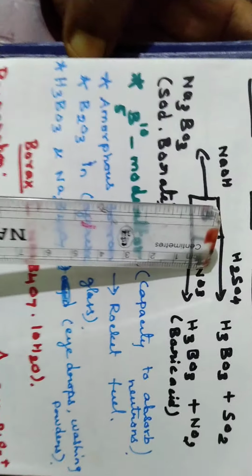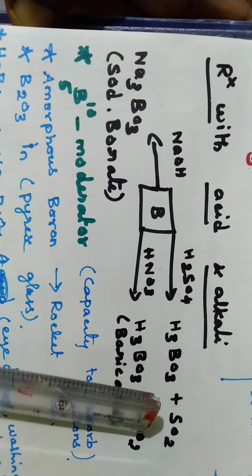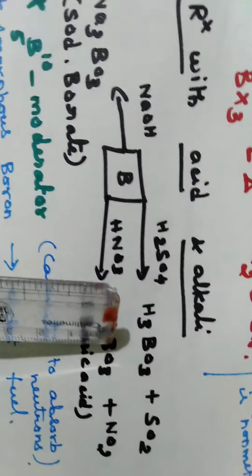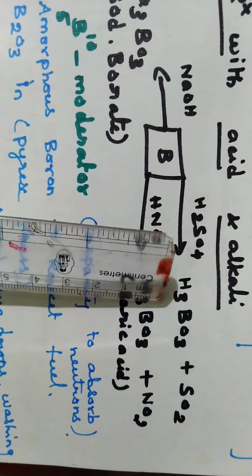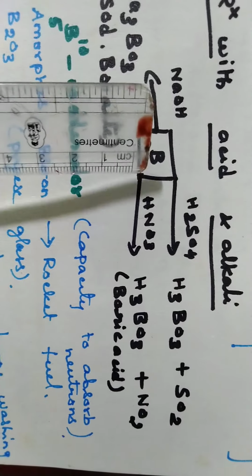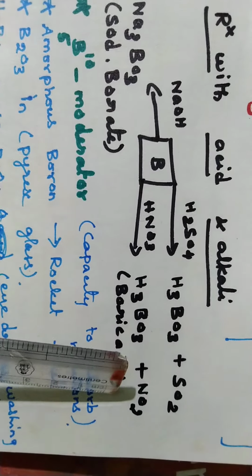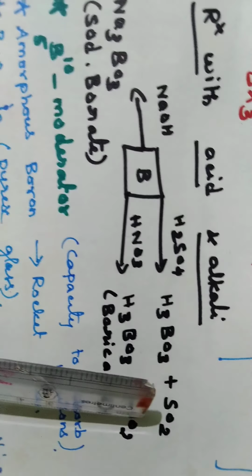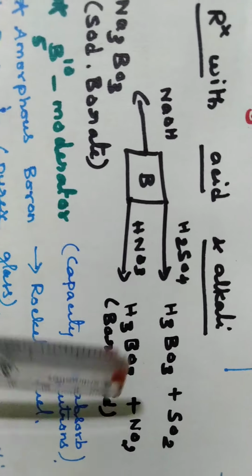With sulfuric acid, boron gives boric acid, and sulfur dioxide gas will be released. Boric acid formula is H3BO3. Similarly, when it reacts with nitric acid, it gives boric acid and releases nitrogen dioxide gas. With sulfuric acid, sulfur dioxide gas will be liberated. With nitric acid, nitrogen dioxide gas will be liberated.